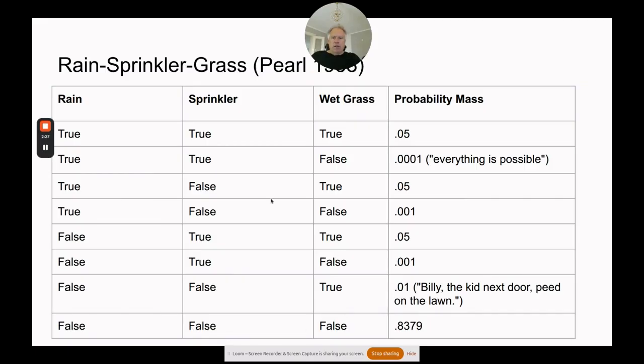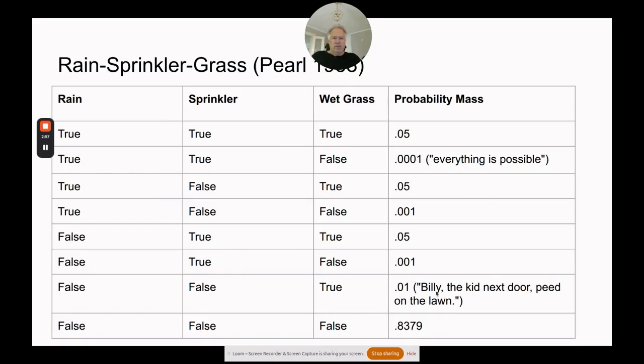All right. But look at this case right here, where it rained, the sprinkler was on, but the grass is not wet. That's kind of strange, but everything is possible, right? For instance, here we have an example where it didn't rain, there was no sprinkler on, but the grass is wet. That's 1% of the time. It's kind of a strange thing. But then we remember that Billy, the kid next door, was peeing on the lawn. So he peed on the lawn. That's why it's wet.